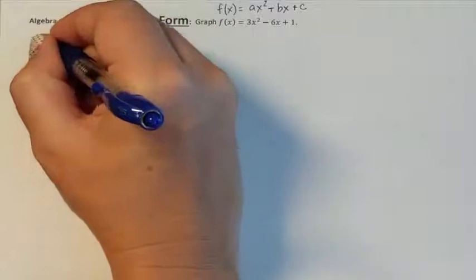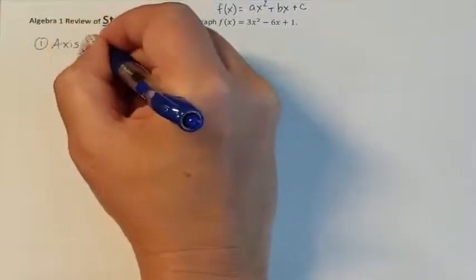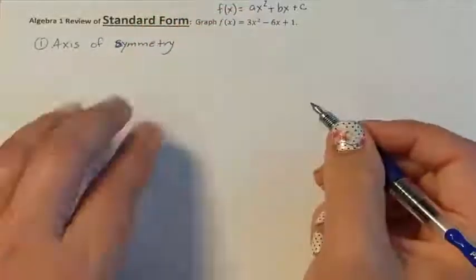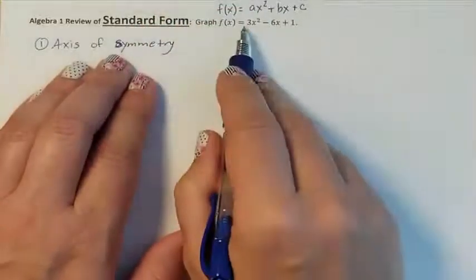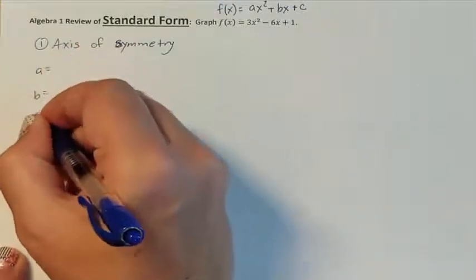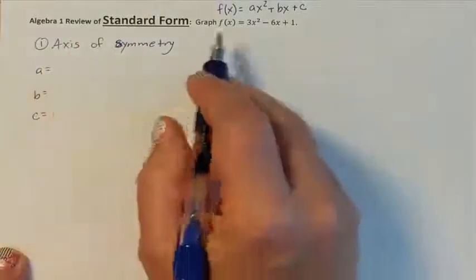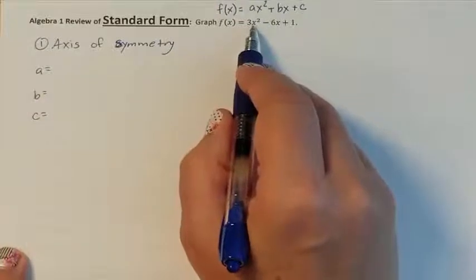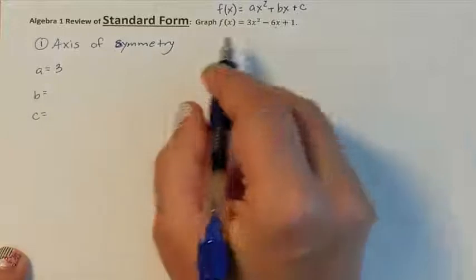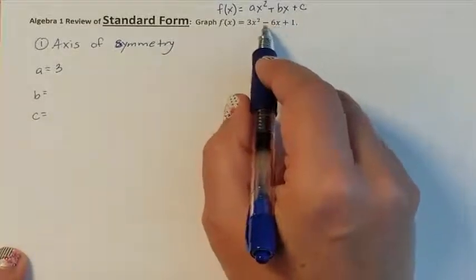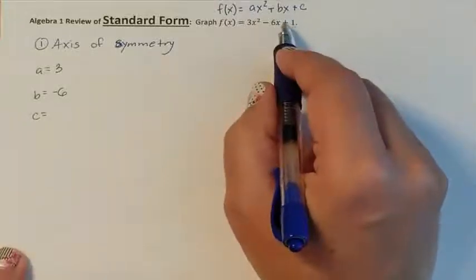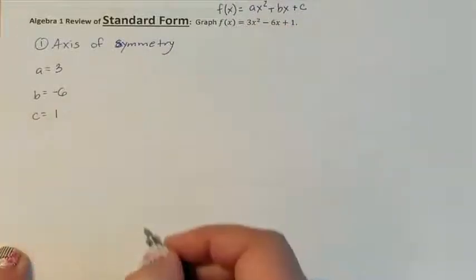So the very first step you need to do is find our axis of symmetry. So how do we find the axis of symmetry? Because it's in standard form, we need to identify our ABCs. The A is always the number next to the x squared, so my A is 3. The B is always the number stuck to the x, so my B is -6. My C is always the lonely number that has no variable next to it, so my C is 1.